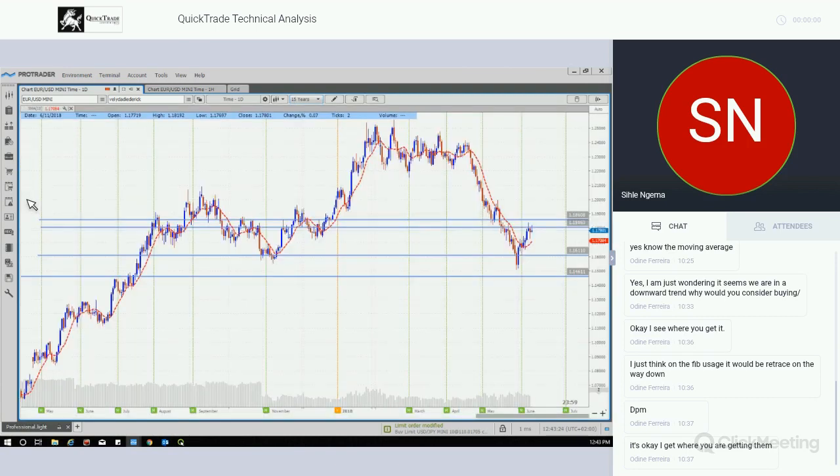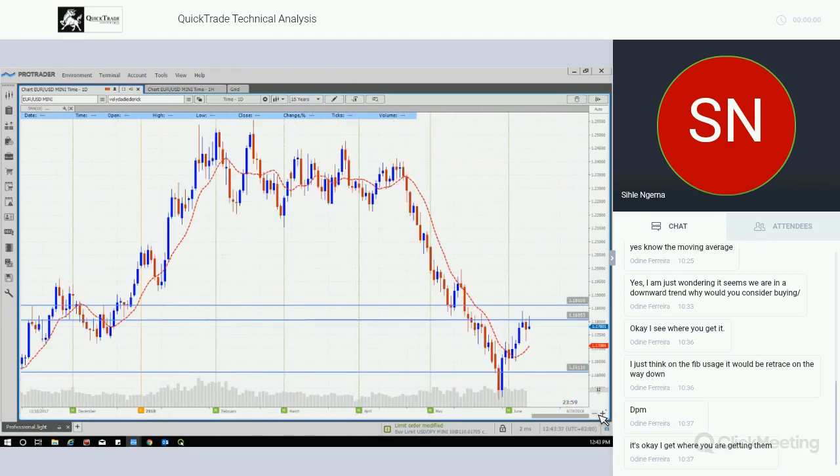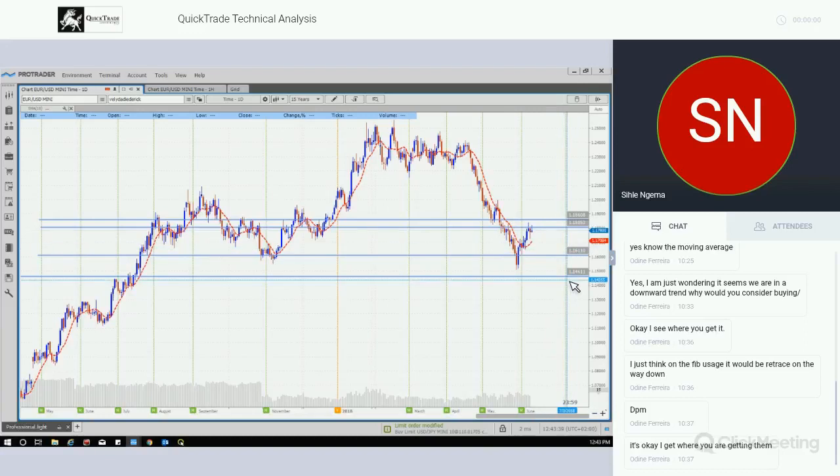Once the price hits 1.16, I think the price may be pushed down to 1.146, down to this point here. 1.146, I think, is our next support. Around that 1.146, that's where I think buyers on the euro US dollar can start coming in to push the price up to the previous resistance levels.